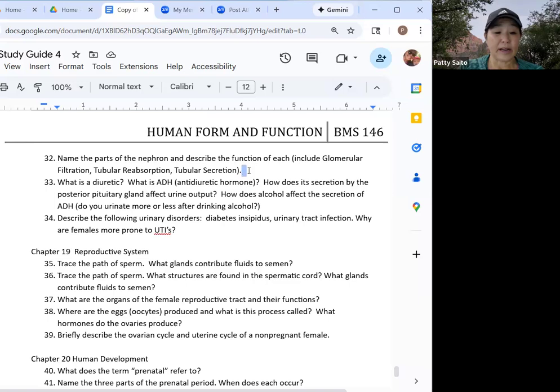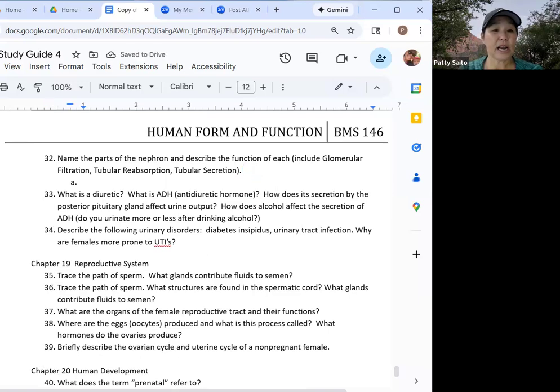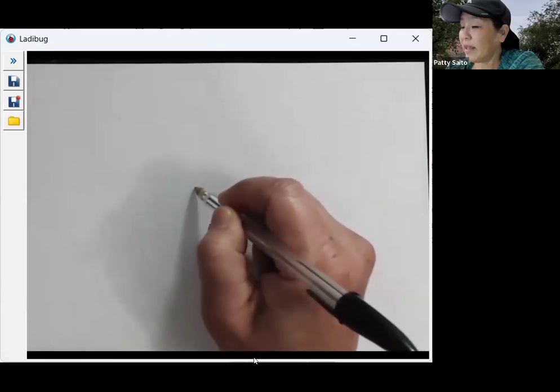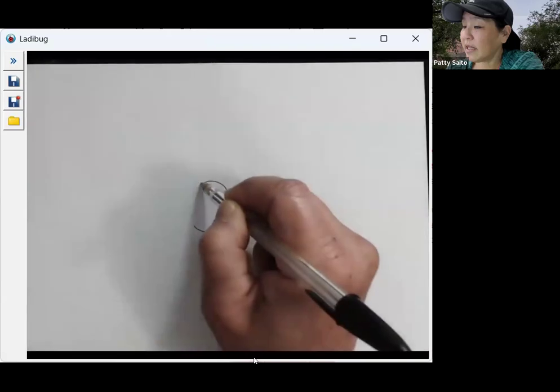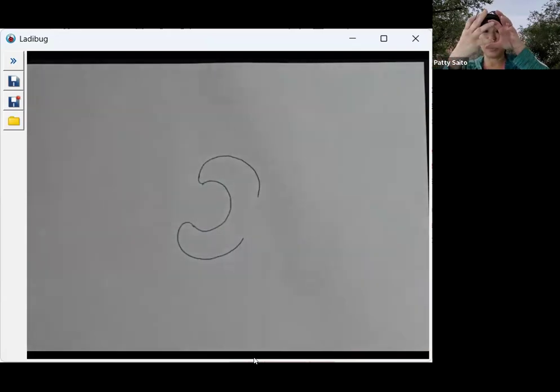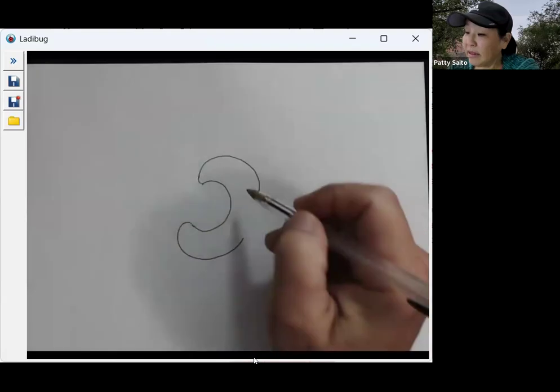Let's take a closer look at the nephron now. And actually, I'm going to draw this also. Get a new piece of paper. So the nephron is just a bunch of tubules. Okay. And the beginning of the nephron looks something like this. It's a capsule. Okay, it's actually like a ball that's hollow in the middle.